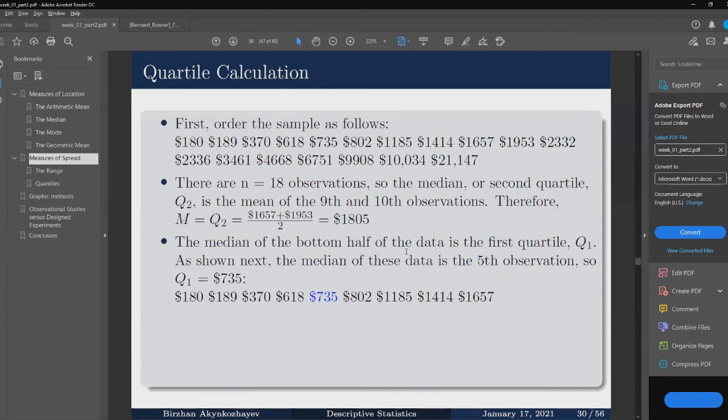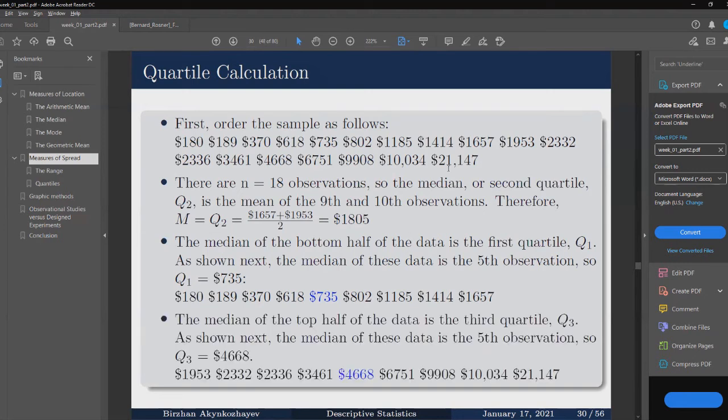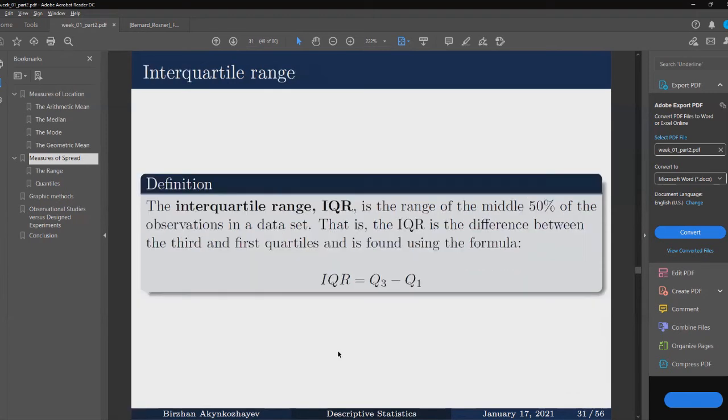To find the third quartile, we have to take the other half of our points, the other 9 points, and again find the middle value of these 9 points, which is the fifth largest observation and has a value of 4668. All right, the interquartile range is the middle 50% of our observations, and we calculate it as the difference between Q3, the third quartile, and Q1, the first quartile.